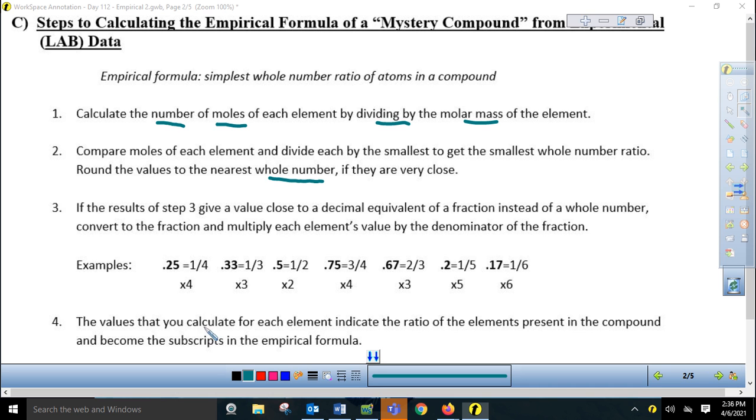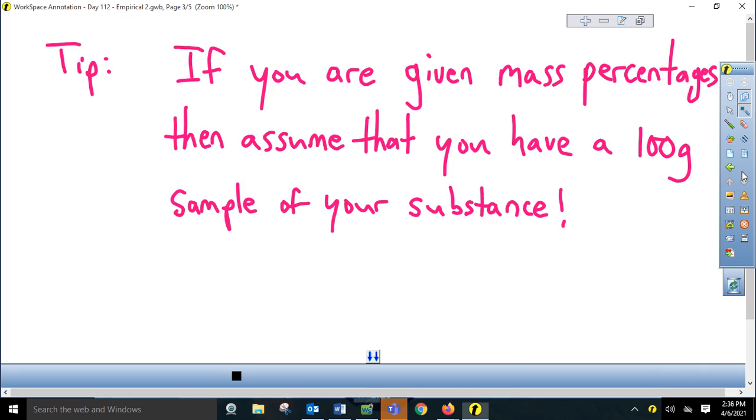These are the common fractions to be on the lookout for. And the values that you calculate for each element indicate the ratio of elements present in the compound, and this becomes your subscripts in the empirical formula. Another tip today is if you're given mass percentages, and you saw this in one of the problems you did on the homework, then the easy thing you can do here is assume that you have a 100-gram sample of your substance.